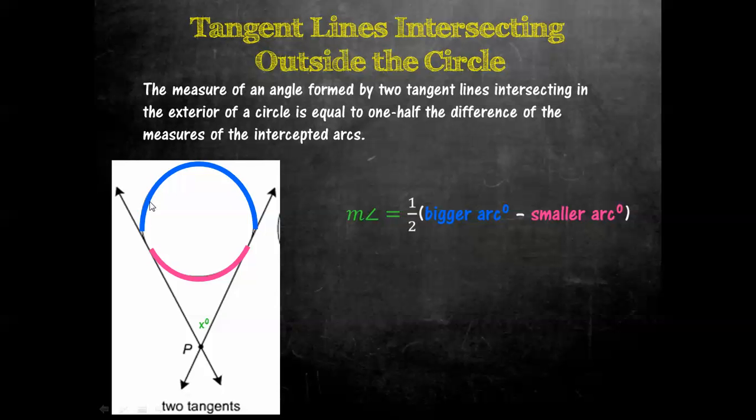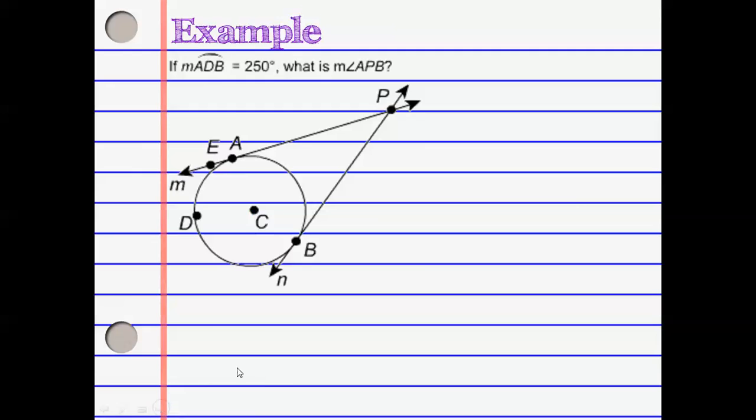So you're always going to take the bigger arc and subtract the smaller arc from it. It doesn't matter. It's not the top from the bottom or the bottom from the top. It's always the bigger arc minus the smaller arc, and then you multiply it by 1/2, which is the same thing as dividing by 2. So for example, on this one, we are given the measure of arc ADB equals 250 degrees. And we want to know the measure of angle APB.